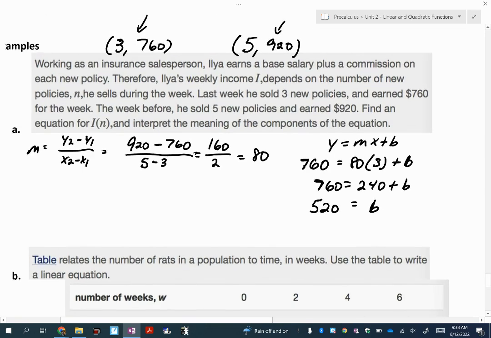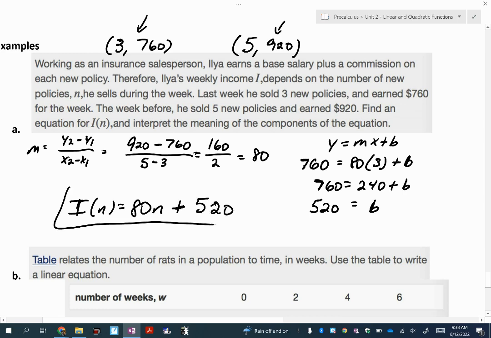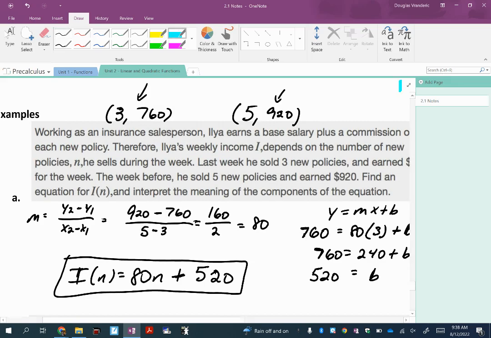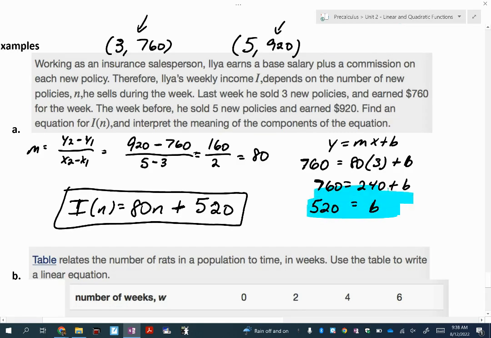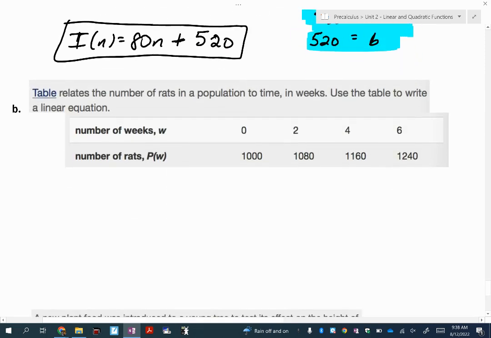Yes. So when I write down my answer, I'm going to write I of n equals 80 times n, n being the number of insurance policies that he sells, plus his weekly salary, no matter if he sells none, of $520. Again, I just want to show you options here. This work that I did right here, you could have used point slope form and algebra to get to the same answer. Your choice. All right, let's do another 2 and then we'll be done.